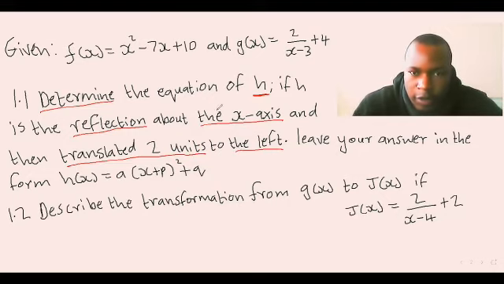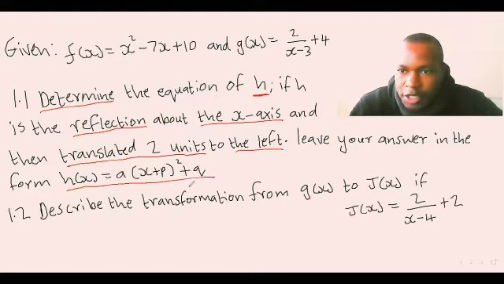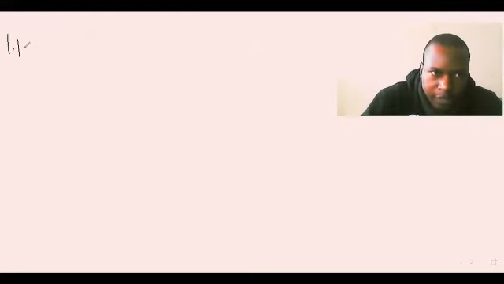So not only is it being reflected about the x-axis, but it's also being translated 2 units to the left. They also want us to leave the answer in that form over there, which is the turning point form. So now let's go over to the next page for us to be able to do so.